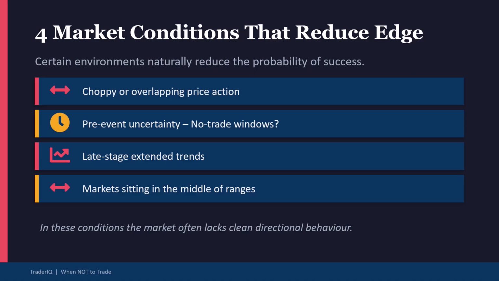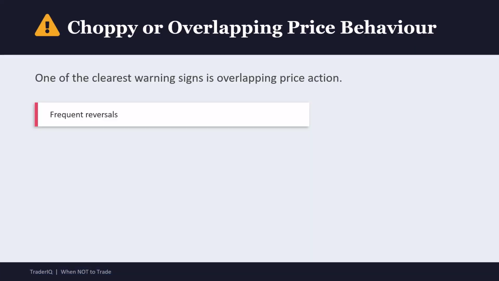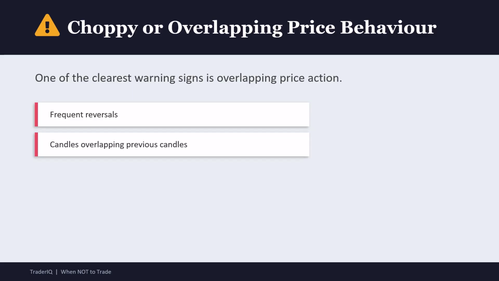In these conditions, the market often lacks clear directional behavior, and that's a key point to have as part of your pre-trade checklist. We talked a little bit about this when we looked at strategy versus market conditions, of course. So this overlapping price action is one of the clearest warning signs. So if we get frequent reversals, i.e. a couple of candles that go to the upside and then a couple that go to the downside, then upside, downside. So that's really one of the key signs that perhaps we need to sit on our hands.